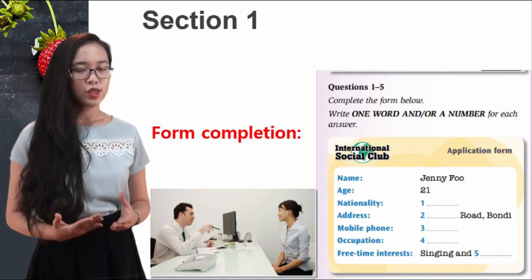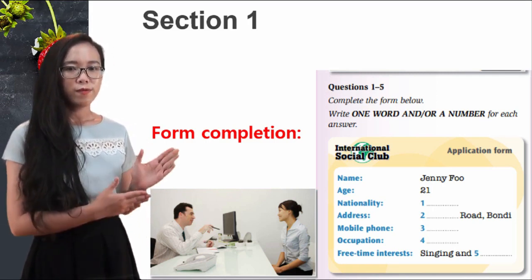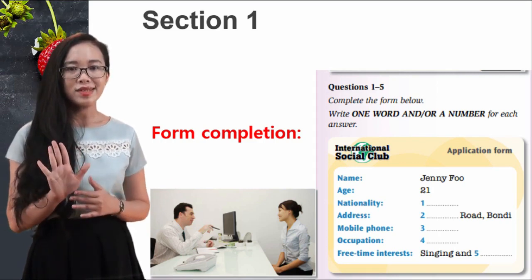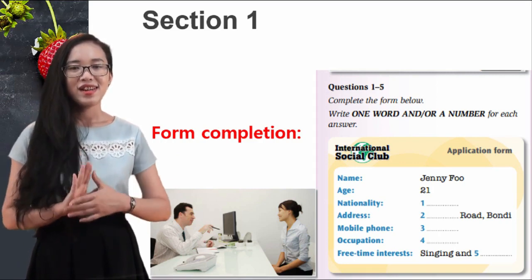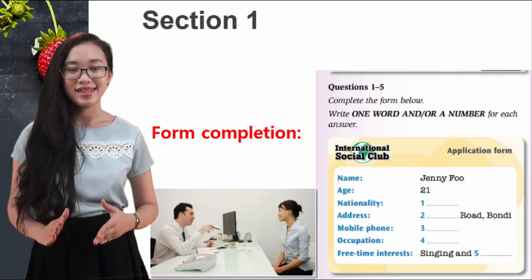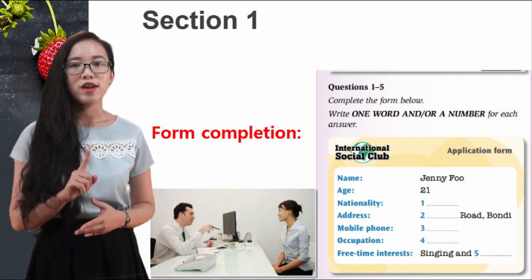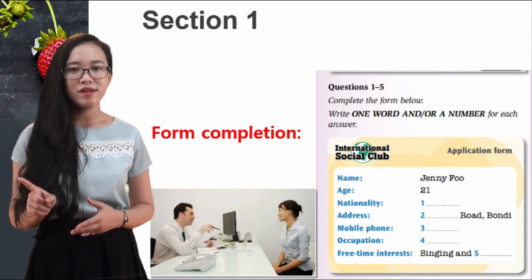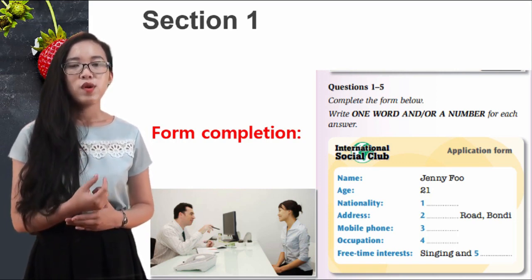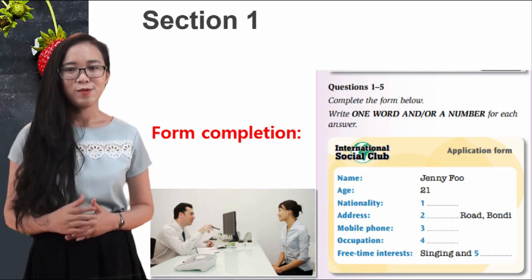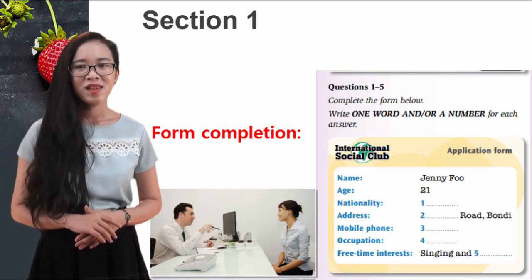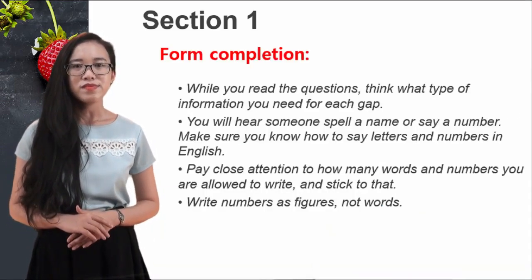Based on this instruction, we know that in the form there are 5 blanks from 1 to 5 that we are expected to fill in. And you are not allowed to write more than 1 word and a number, or 1 word or a number for your answers. So what should we do?